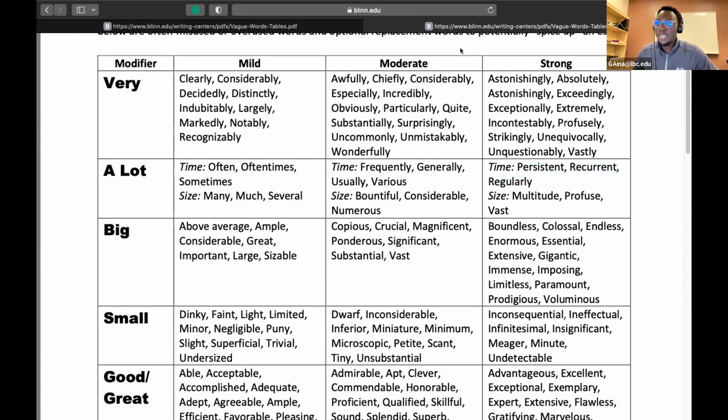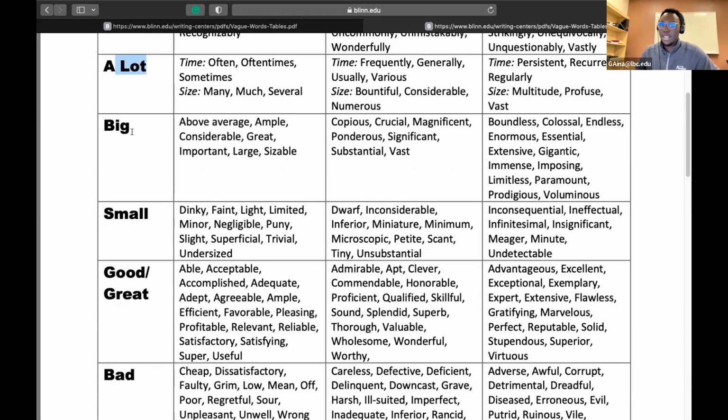I'm going to call on Eileen Hunt. If I say he saves his money a lot, how would you revise that sentence? I would say frequently. Yes, that's good. I like that. Very good. So try to avoid words like a lot.